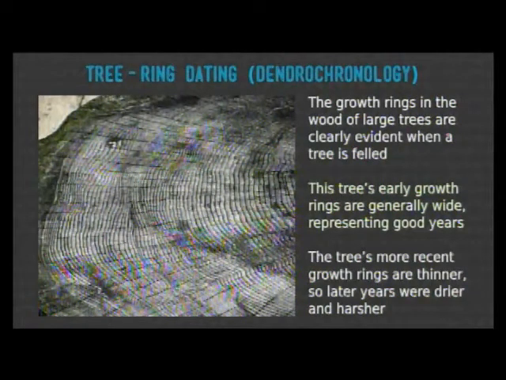Well, first of all, we can see that in this tree, the growth rings in the wood of large trees are clearly evident when the tree is felled. The tree's early growth rings are generally wide, representing good years, but you can see the more recent growth rings are thinner. So the later years were drier and harsher. Also, of course, as the girth of the tree grows, the growth is going to be spread around a greater circumference, and so the rings are likely to get thinner anyway.